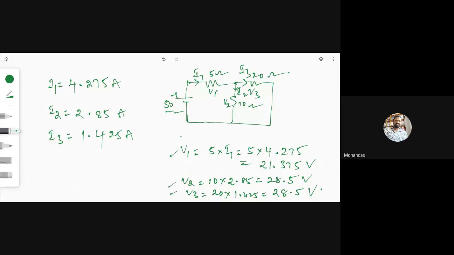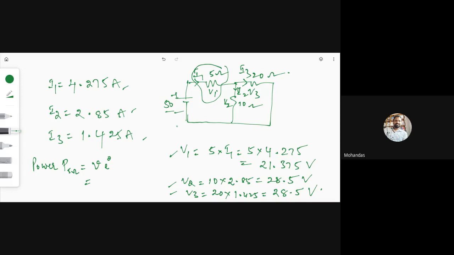So these are the V1, V2, V3 values in the given circuit, and I1, I2, I3 values in the given circuit. Sometimes they will ask to calculate the power across this 5 ohm resistor. What is the formula for the power P across the 5 ohm resistor? How to calculate the power value in terms of voltage and current? Simply V into I.